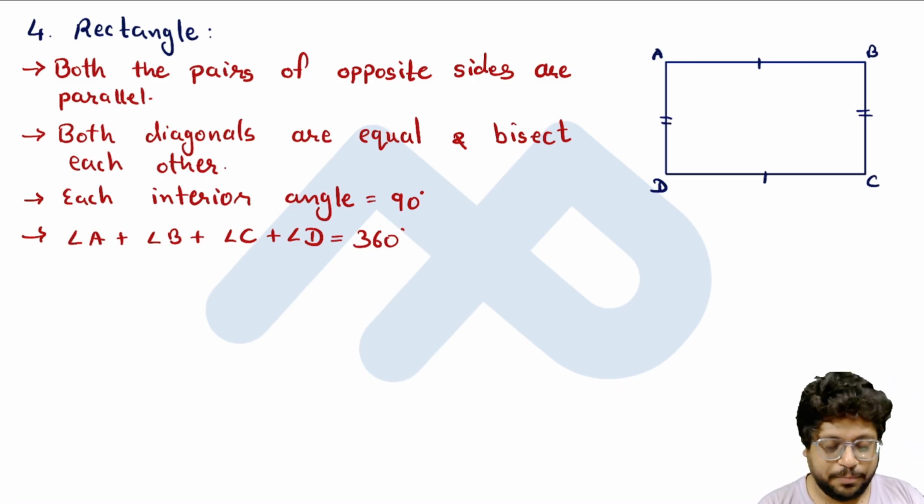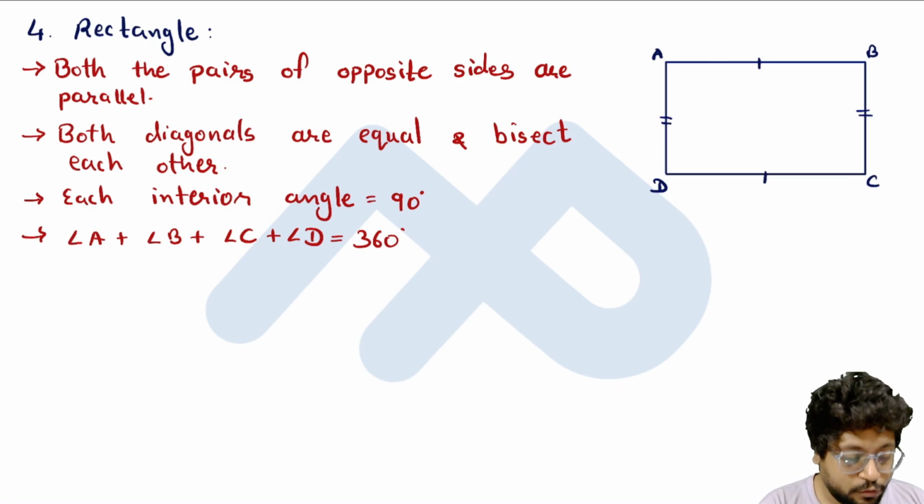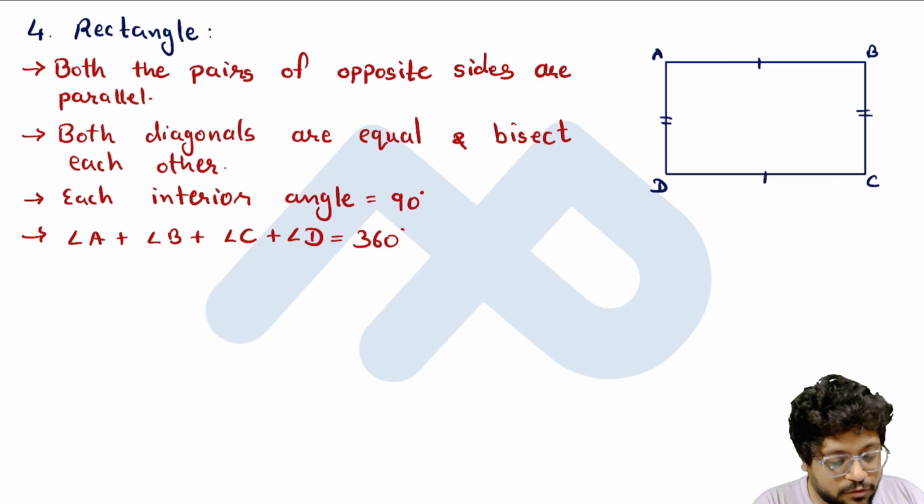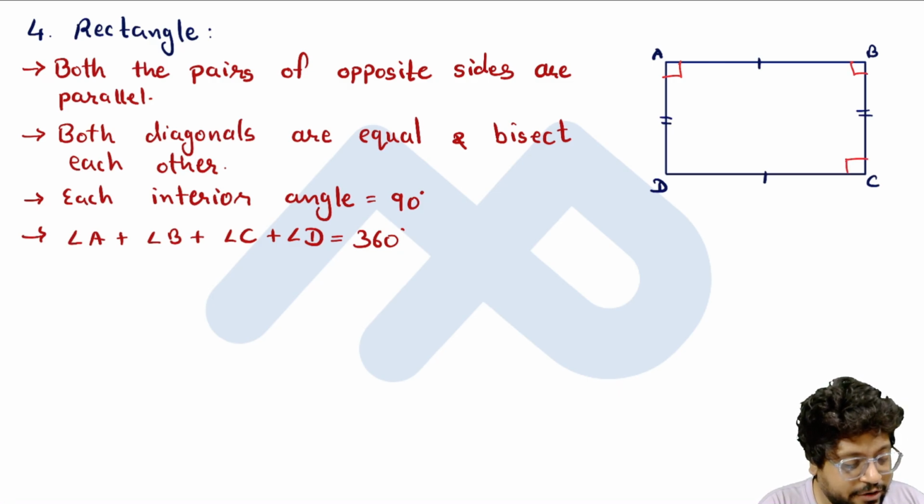Again, it's a special case of parallelogram. So all the properties of parallelogram are true here. Moreover, both the pairs of opposite sides are parallel and equal, which we have already seen in the case of parallelogram. So yes, that's true here. Moreover, each interior angle is 90 degree. So all the four angles are 90 degree each.